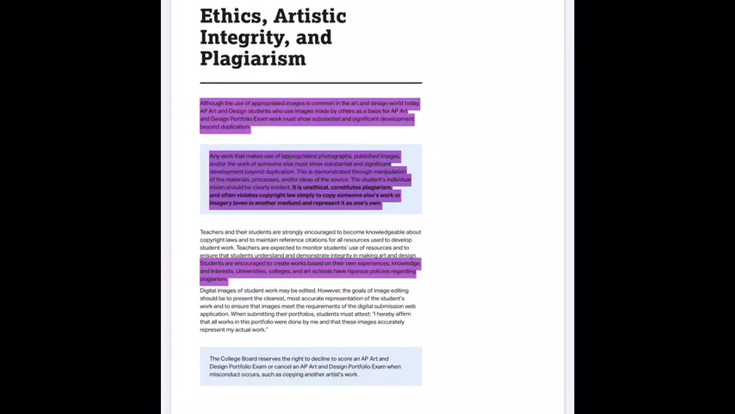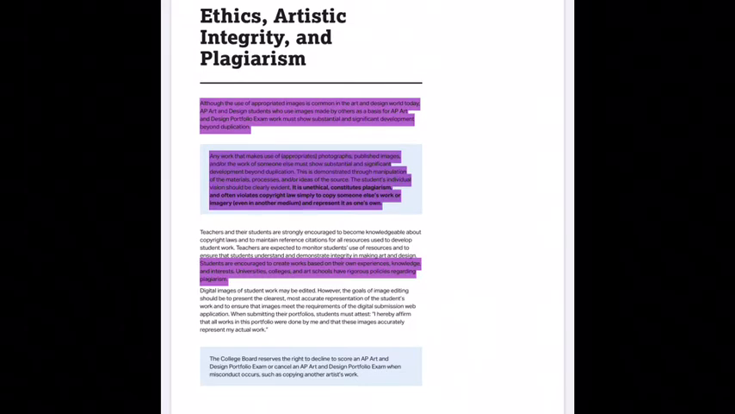This part's really important, and we've gone over this at length, but just remember about copyright law and using images off the internet. So if you're going to use any work that makes use of photographs, published images, and or work of someone else, it must show substantial and significant development beyond duplication. This is demonstrated through the manipulation of the materials, processes, and ideas of the source. The student's individual vision should be clearly evident.